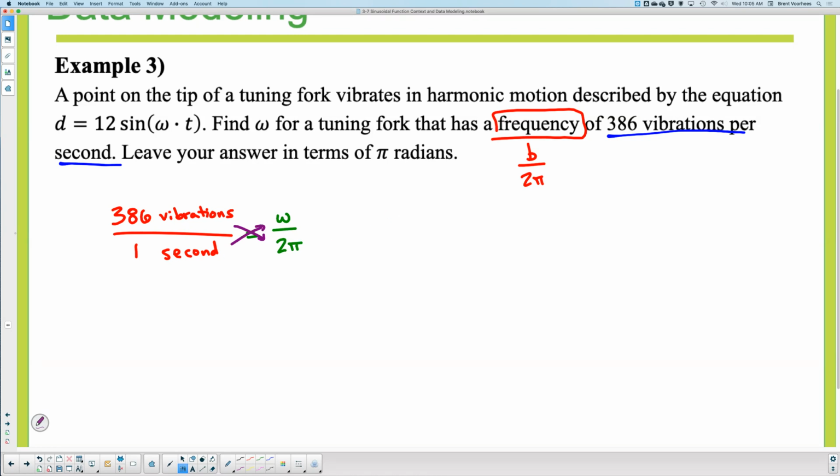So 1 times W, that's easy. Omega, and that would be seconds. Omega seconds equals 386 times 2, all right? 2 times the 6 is a 12. Add 1 here. What's 2 times the 8? 16. Add the 1. 17. Add 1 here. 2 times 3 is 6. Add 1. 772. And this would be in vibrations. 386. What's up? Pi. Whoops.